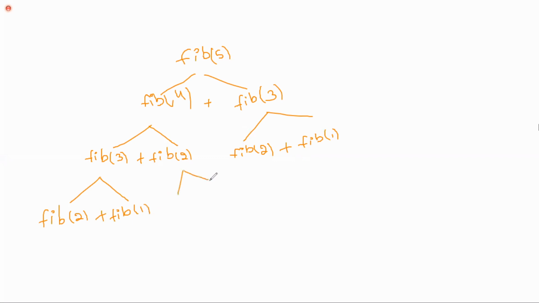Next, fab of 2. Again, is 2 equal to 1 or 0? Both the conditions are false. So fab of 2 minus 1 will give you fab of 1, plus fab of 2 minus 2, which will give you fab of 0. Again here fab of 2 means 2 minus 1, which is 1 only, so fab of 1 plus fab of 0.